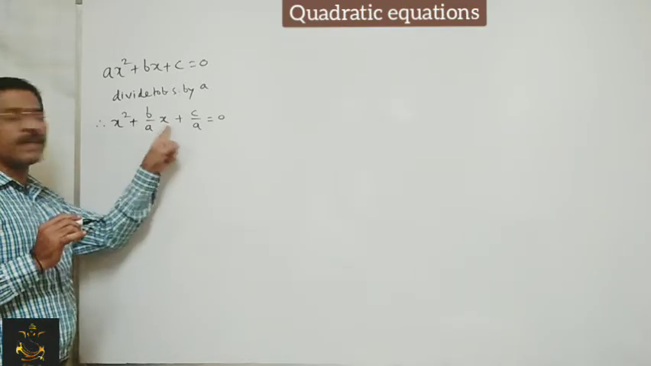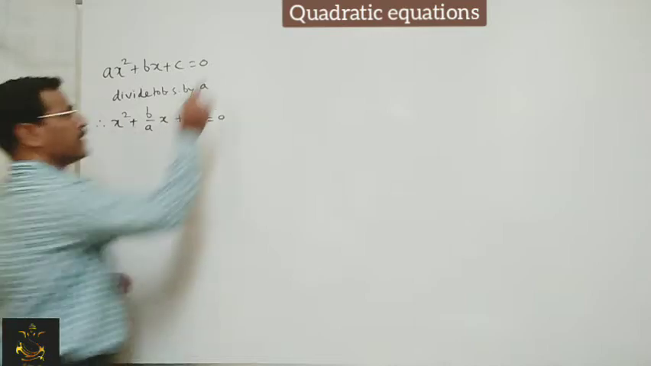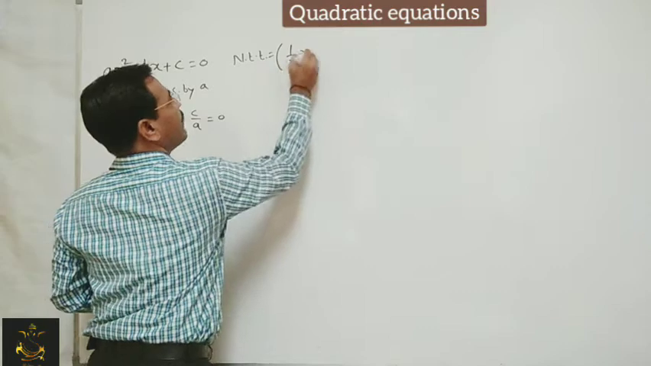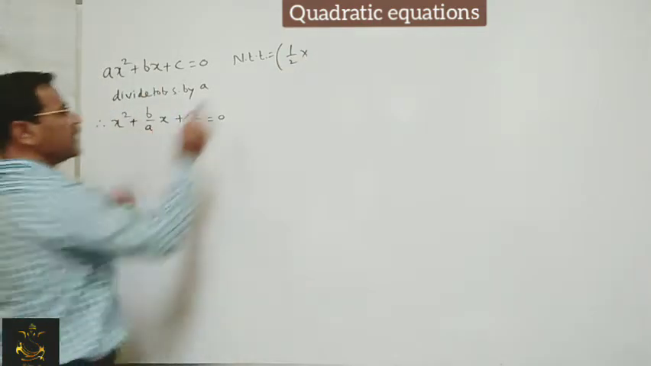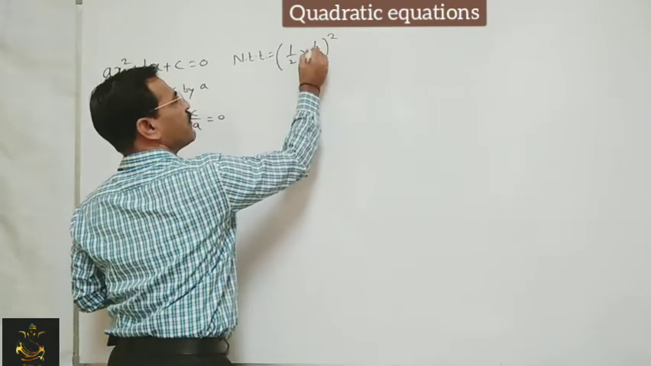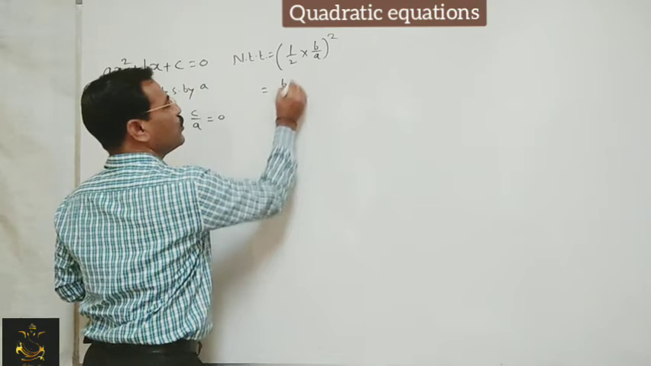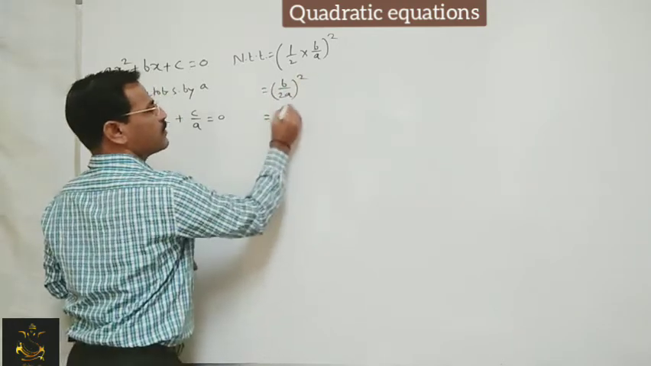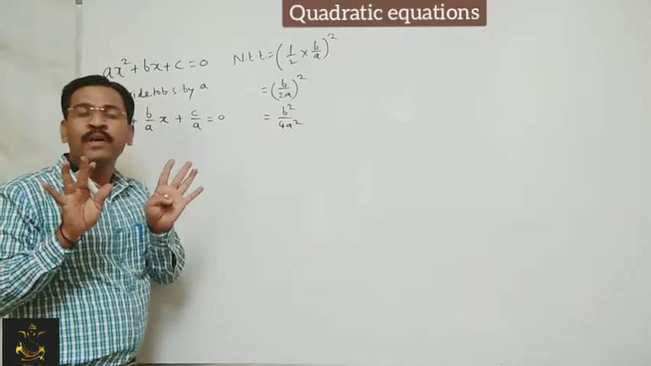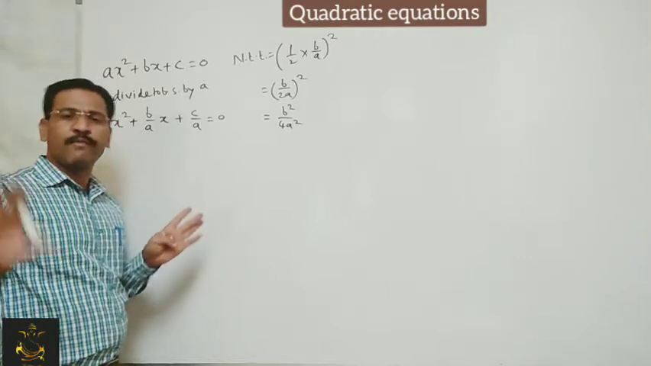Now the third term is not a perfect square, so we are going to find a new third term. The new third term is half into the coefficient of x here, that is b upon a, bracket square. Just follow the procedure. This is very important. What will you get here? b upon 2a bracket square, yes, so b square upon 4a square. Don't make any mistake here. We have to solve it with full concentration.